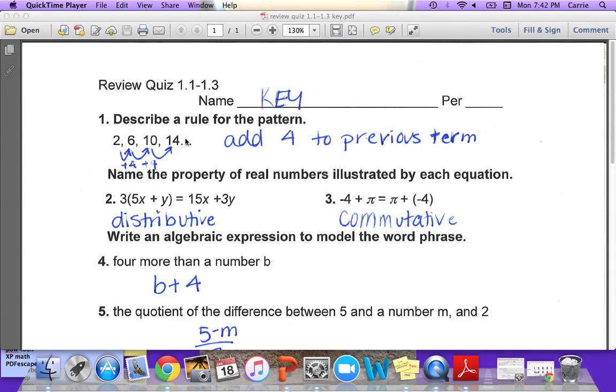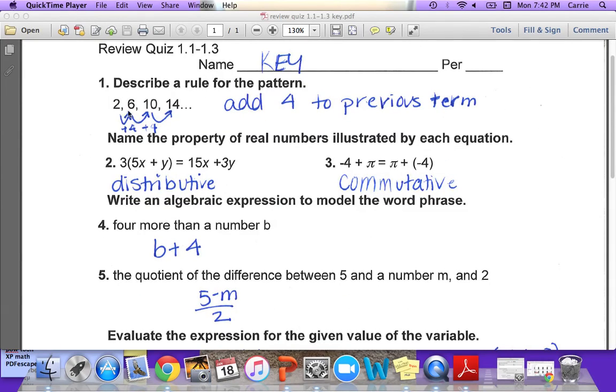Looking at number 1, when you have to describe a rule for the pattern, make sure you look at the numbers. Are we adding, subtracting, multiplying, or dividing the same number from each term? And don't forget to describe that rule. On your quiz, it may ask you to also identify the next term in the pattern.